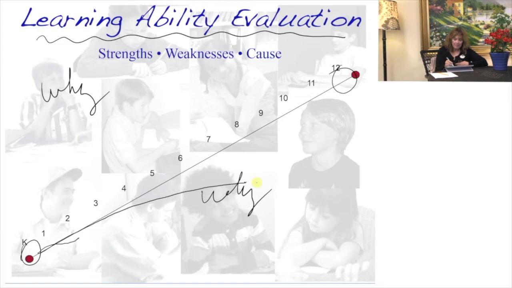But let's just say that your child has no weaknesses, and you do a learning ability evaluation, and something starts to happen where your child is performing below his or her grade level or his or her potential. You want to know that so that you can take action to make whatever correction you need to make that's not related to learning.